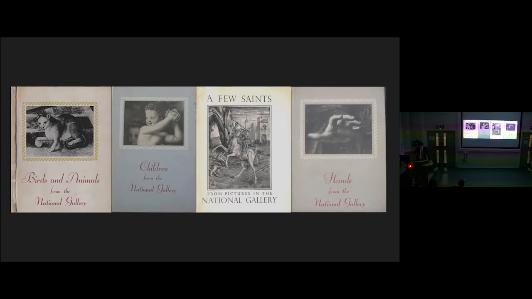Clark stood down as director of the National Gallery in 1945, but in the last years of his directorship and under the new regime of Philip Hendy, smaller, more quotidian books of details appeared. Overseen by the then assistant keeper of the collection, Martin Davies, these hardback volumes of varying sizes due to paper rationing included birds and animals from the National Gallery, children from the National Gallery, a few saints from pictures in the National Gallery, and hands from pictures in the National Gallery.